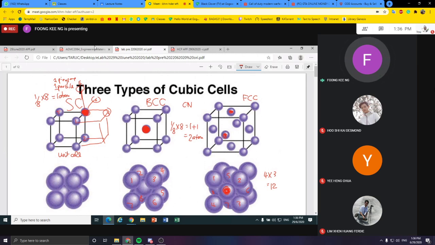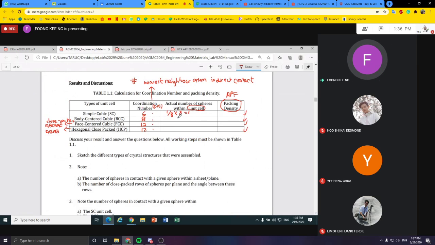So going back to here, this is the working step I showed you last week. 1/8 times 8, put bracket, plus 1, equals 2 atoms. So in the actual case, to form a unit cell here, the number of spheres refers to atoms. Remember I told you last week, atoms are represented by ping pong balls because they are spheres, they are rigid, and they are solid here. Right? So I only use 2 atoms, or 2 spheres, or 2 ping pong balls, or 2 particles.